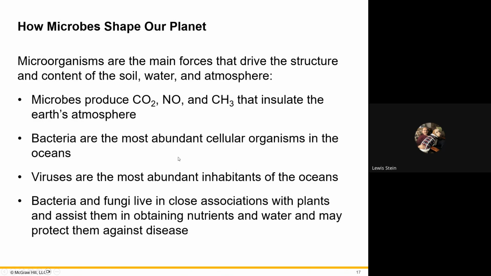Bacteria are the most abundant cellular organisms in the oceans. See? Viruses are the most abundant inhabitants of the oceans. That makes no sense. Oh, cellular versus, okay, there are more viruses because viruses are not cellular in nature. So they're just calling them in a generic term. They're things. Bacteria and fungi live in close association with plants in a system obtaining nutrients and water and protect them against disease. That's the beauty from an environmental and ecological standpoint.